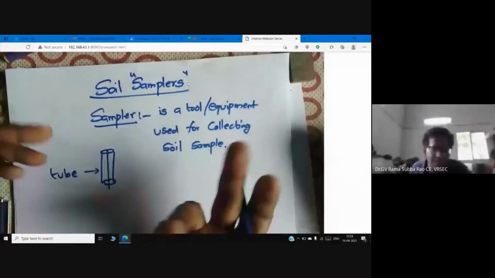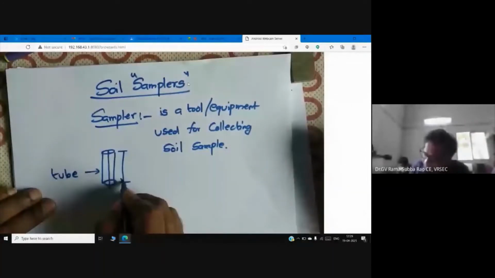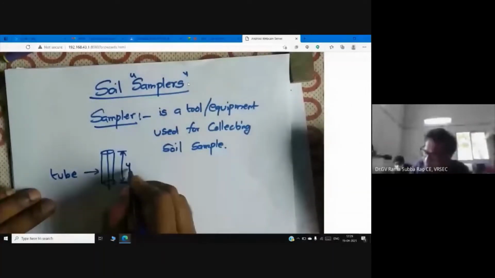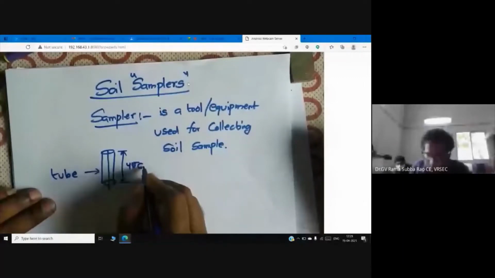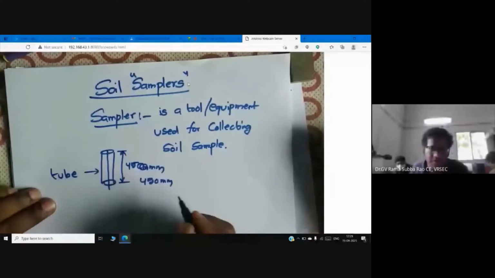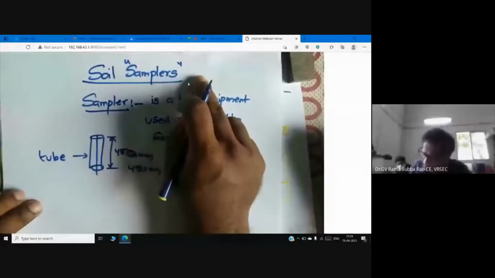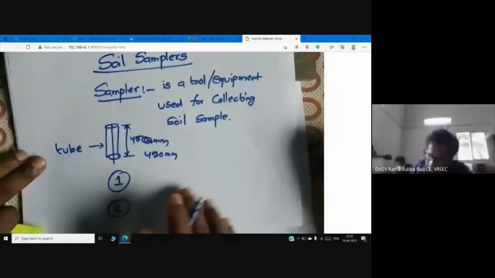Okay, so I have shown you the dimensions of split spoon: 45 centimeter, 450 mm. Now coming to soil samplers. This is a very important thing. There are two types of soil samplers. Types of soil samplers.